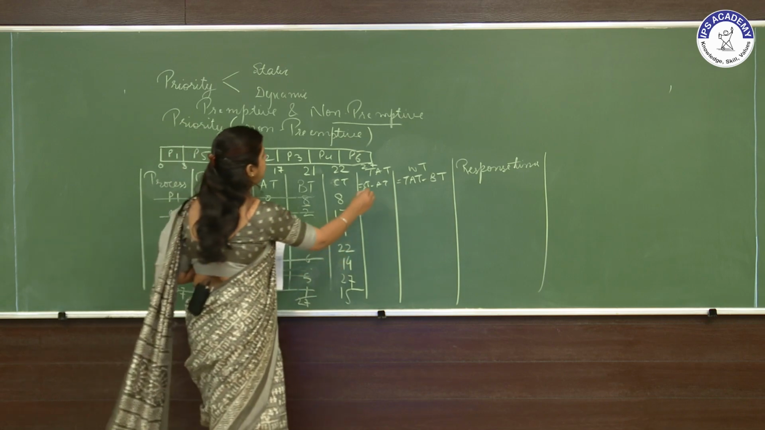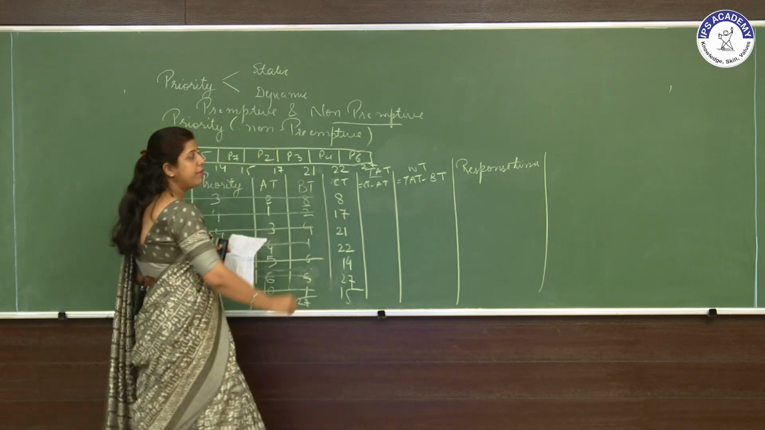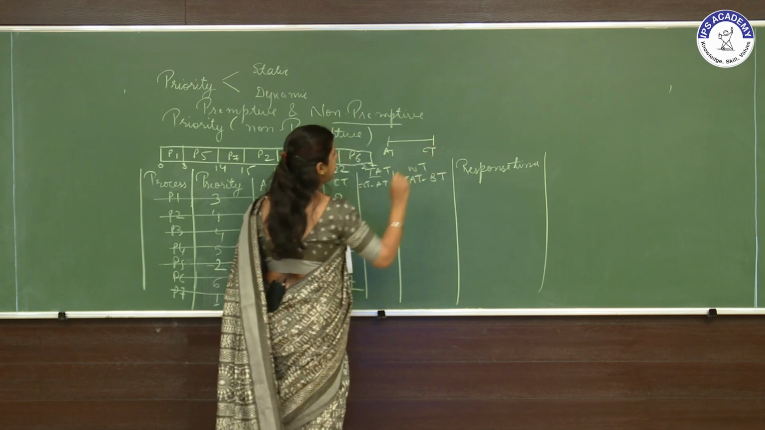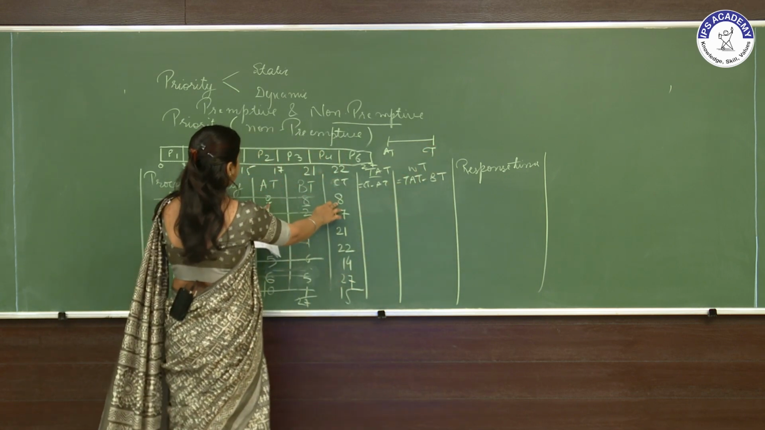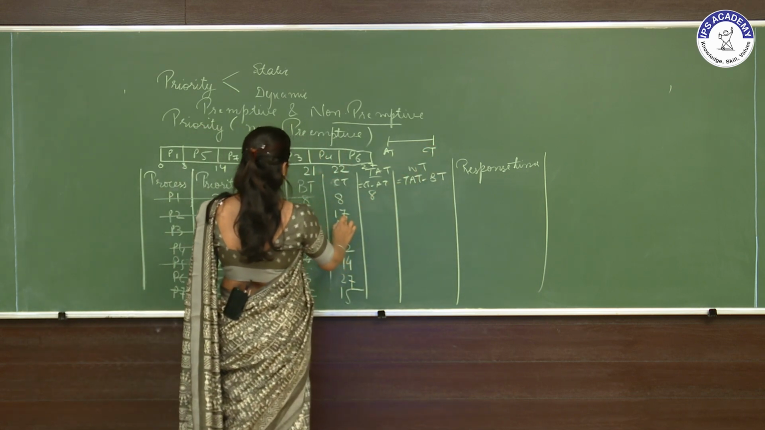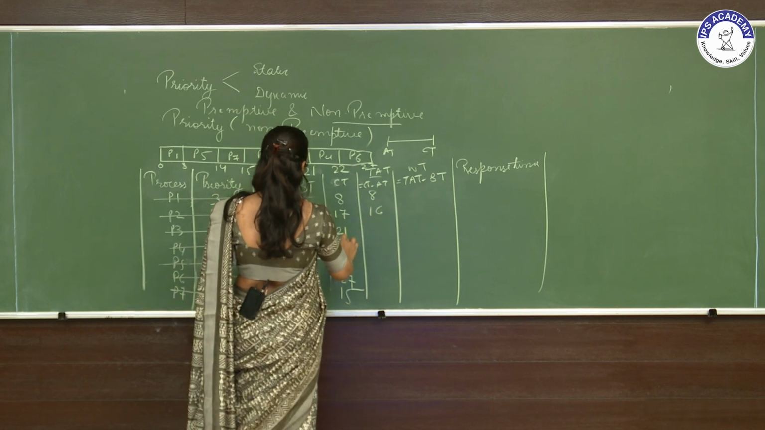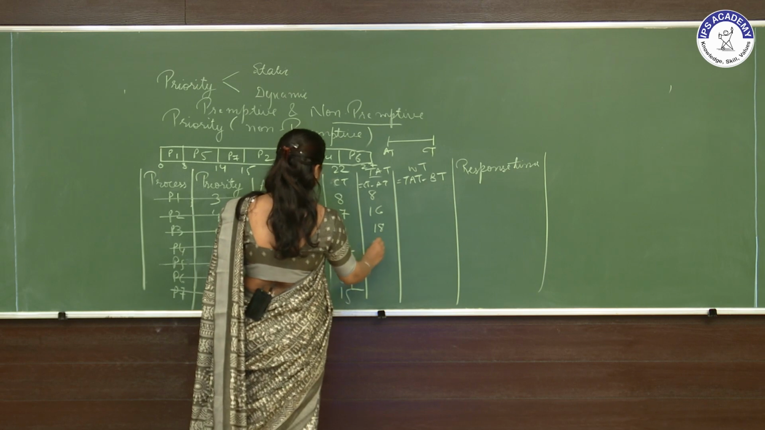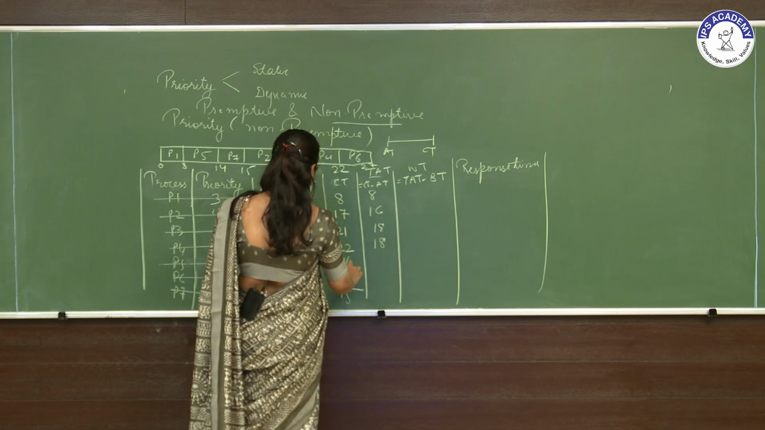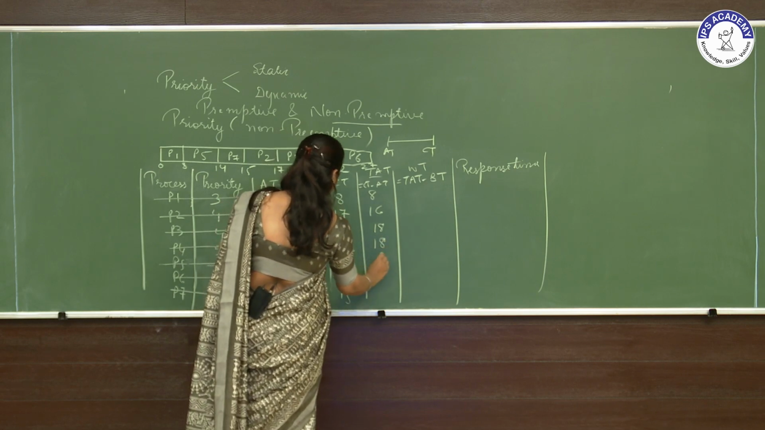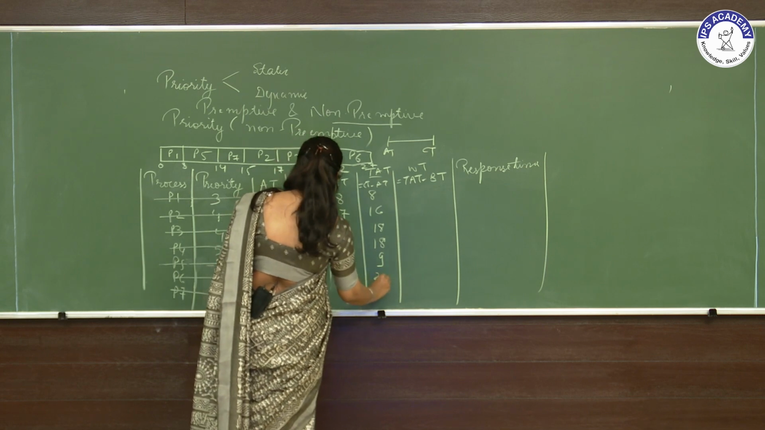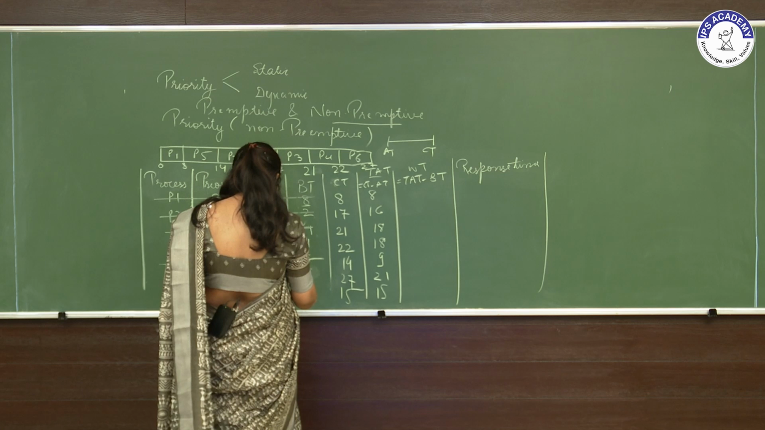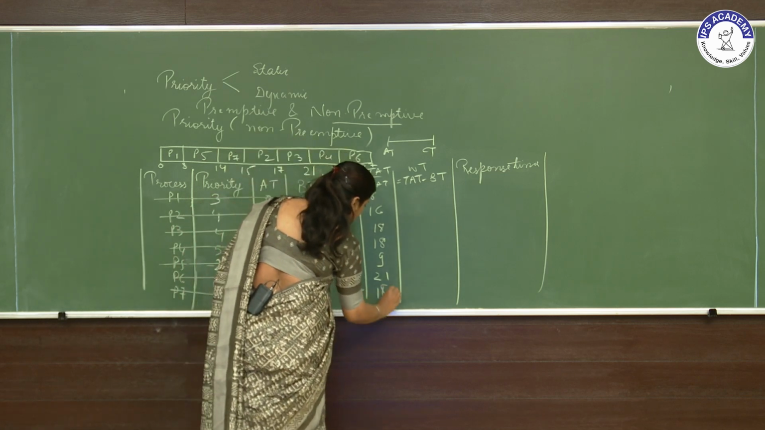Now turnaround time. Turnaround time will be the difference between arrival time and completion time. So 8 minus 0, 8, 17 minus 1, 16, 21 minus 3, 18, 22 minus 4, 18, 14 minus 5, 9, 27 minus 6, 21, and 15 minus 1 will be 14.